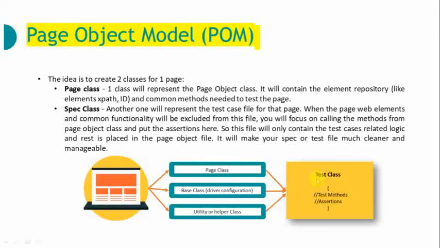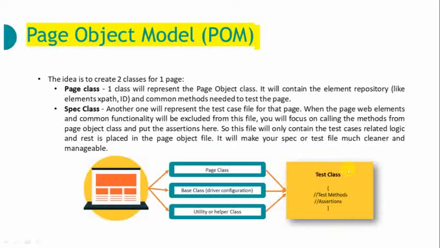It will use the common methods from this page class. It will also use the methods which are there in the utility or helper class, like reading from the Excel or preparing a report or any such thing that has to do with the utility of the project. It will read that file from here, and also the global configuration will get loaded from the base class. So using all those things, you will write your test case in the test class.